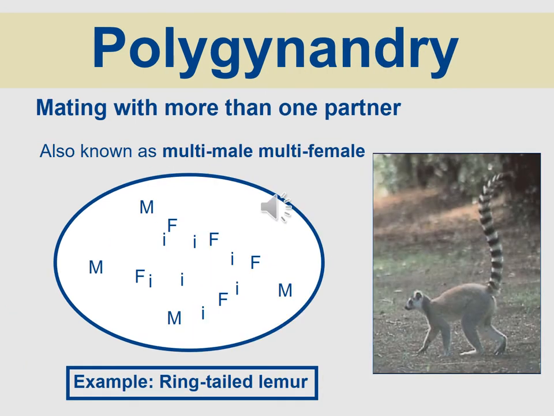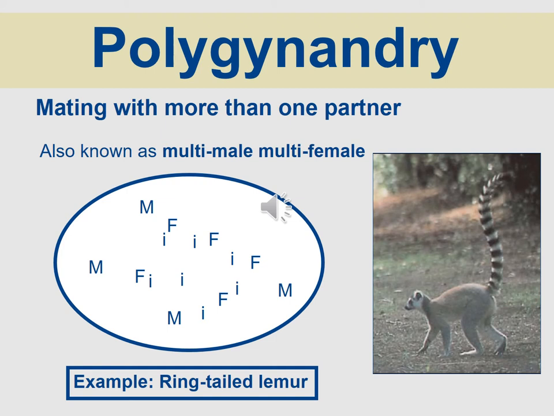Here is a really long word, polygynandry. Many of my primate colleagues and primatologists will just use multi-male, multi-female, and we can use that. It's a pretty common strategy among some of the more primitive primates like lemurs and lorises. This is where you have mating with more than one partner on both sides, males and females.